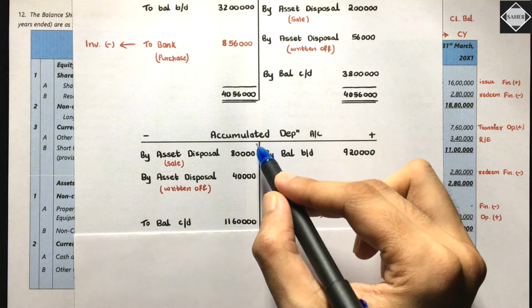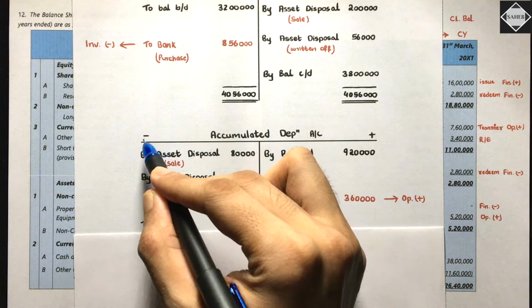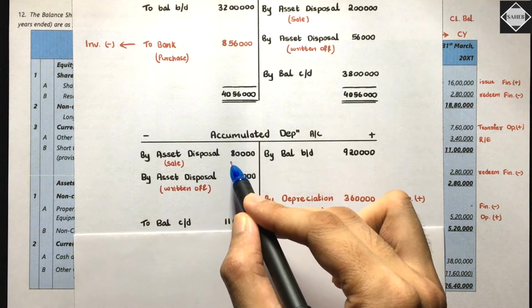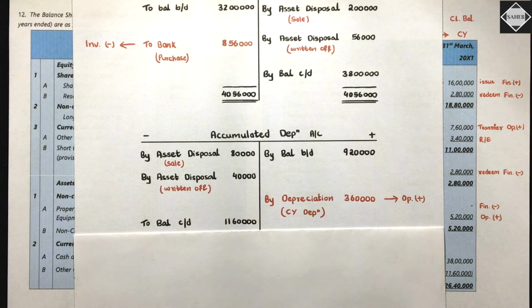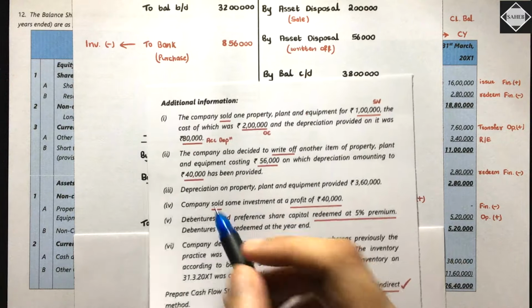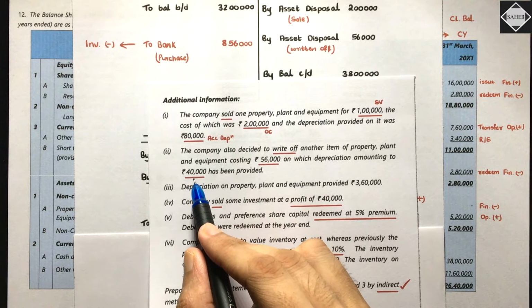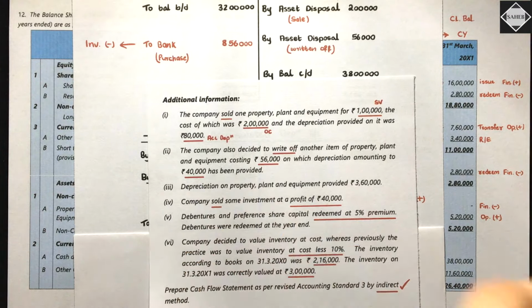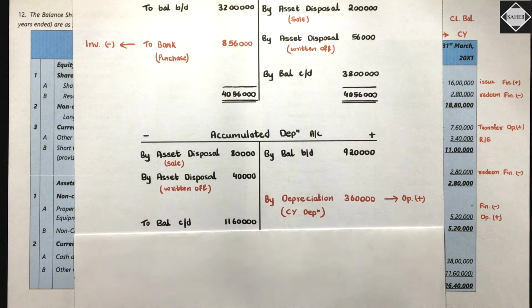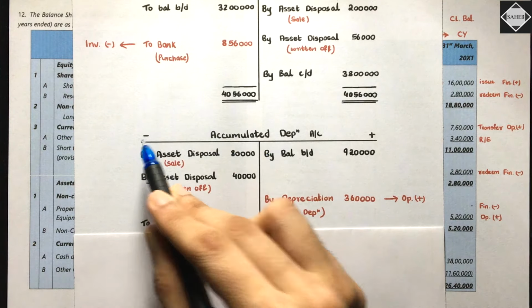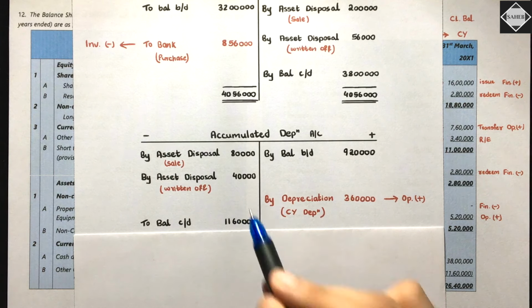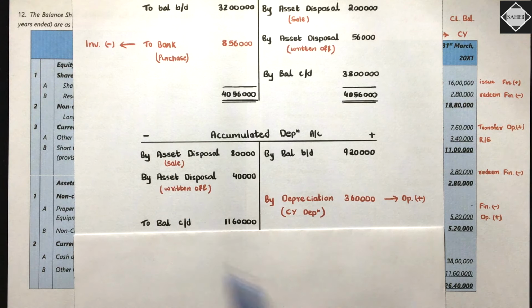So accumulated depreciation account will be decreased by 80,000, by asset disposal, because that's the asset you have sold. Is it clear? Easy. Next, 40,000 was the accumulated depreciation regarding the asset which we have written off, the disposed of asset. So that also you will delete. Accumulated depreciation account will be decreased by 40,000 because that's the asset you have written off by asset disposal. Is it clear? Simple and straightforward.